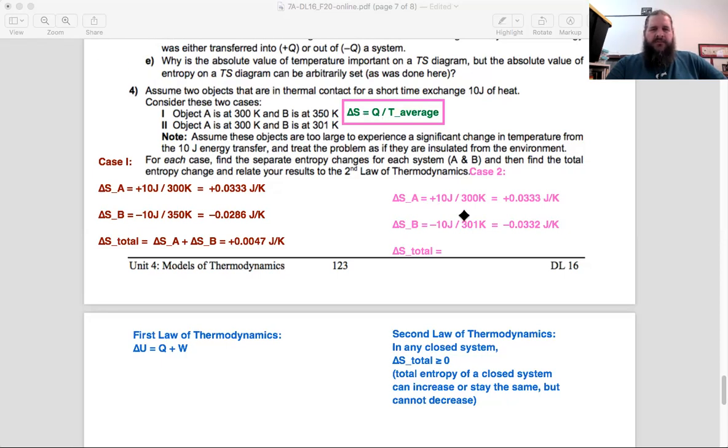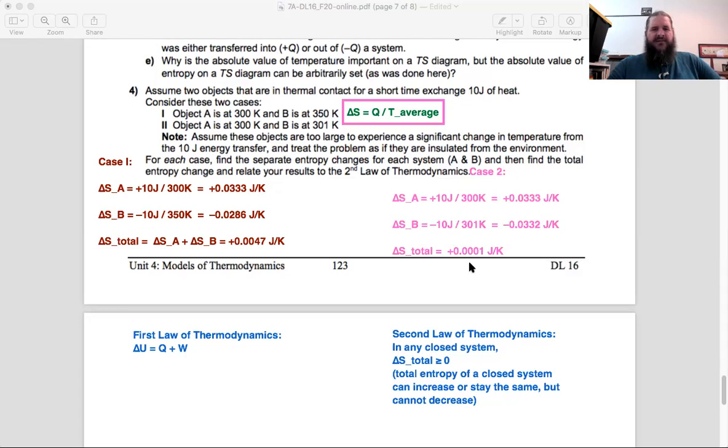So if we add those together, what's the new delta S total going to be? Would that be positive, negative, or 0? Yeah, positive 0.0001 joules per Kelvin. So entropy is still increasing overall. This still follows the second law of thermodynamics. The closed system has entropy that is not decreasing. In fact, it is increasing. But what do you notice about that change as compared to the previous one? It's less. Yeah, it's a much smaller change.